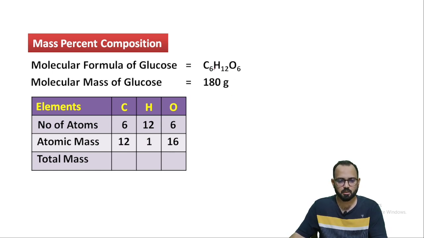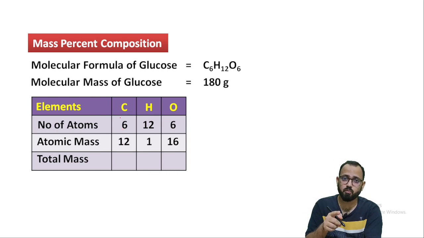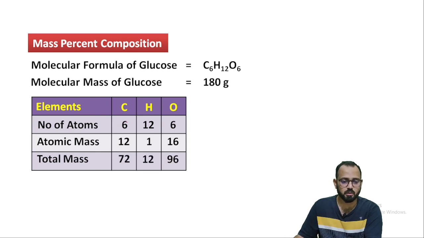So what I am trying to tell you is, one carbon has atomic mass 12, and in glucose how many carbon atoms are there? We got 6 carbon atoms. So what will be the total mass of carbon in glucose? That is 12 into 6, 72. What is the total mass of hydrogen in glucose? That is 1 into 12, equal to 12. And what is the total mass of oxygen in glucose? It is 6 into 16, 96.